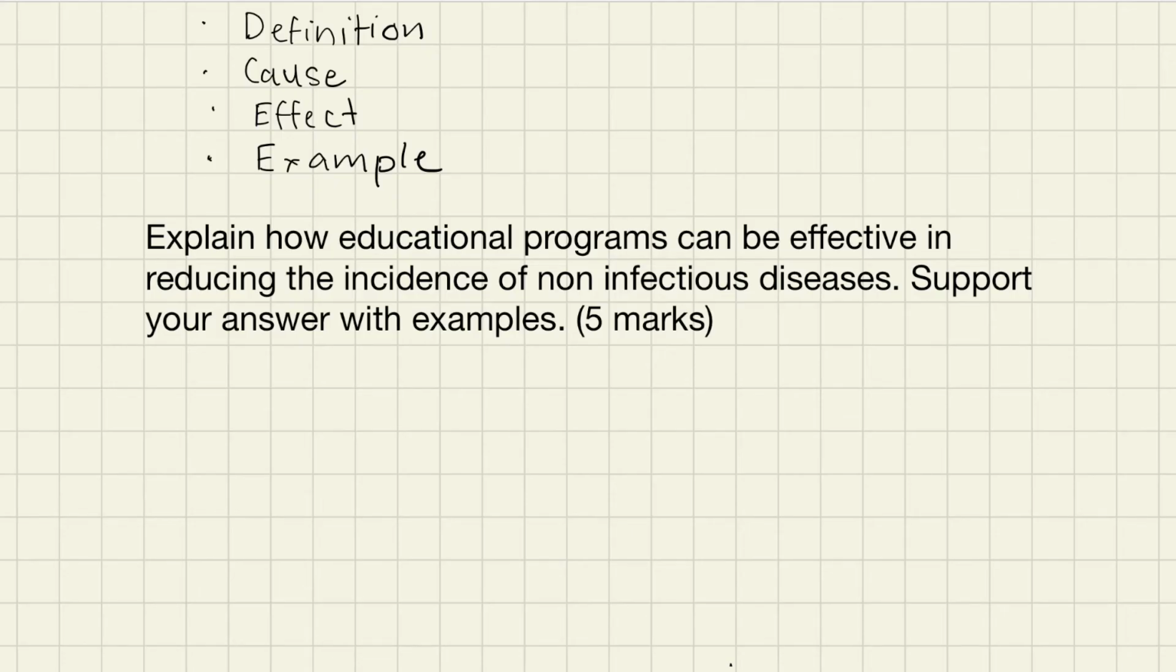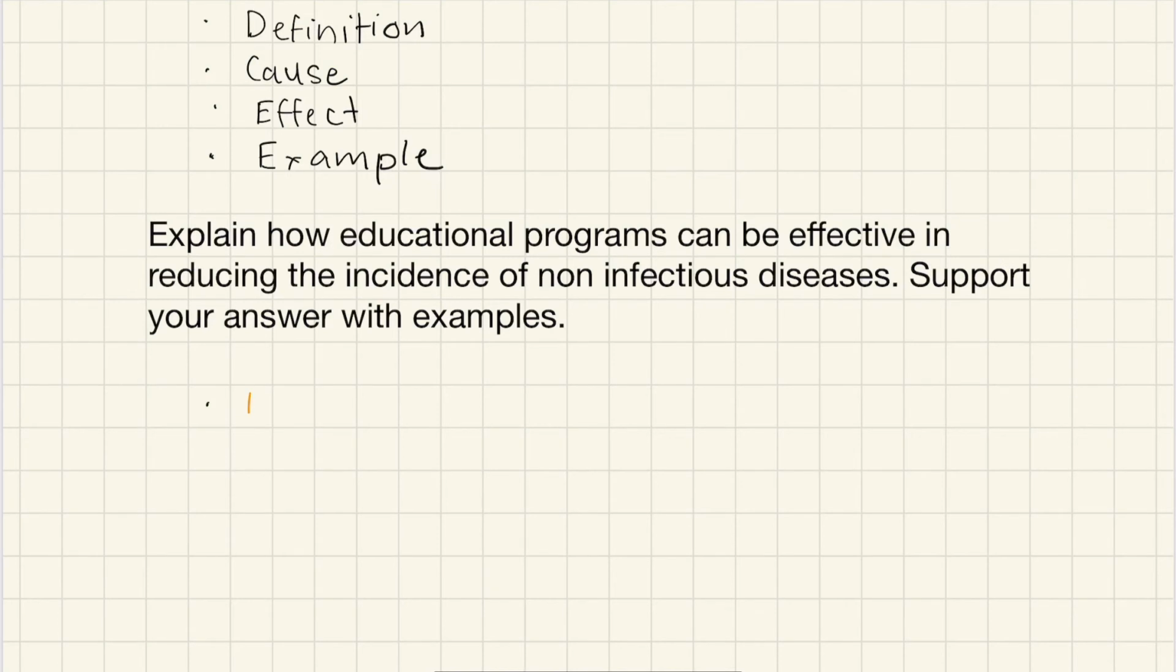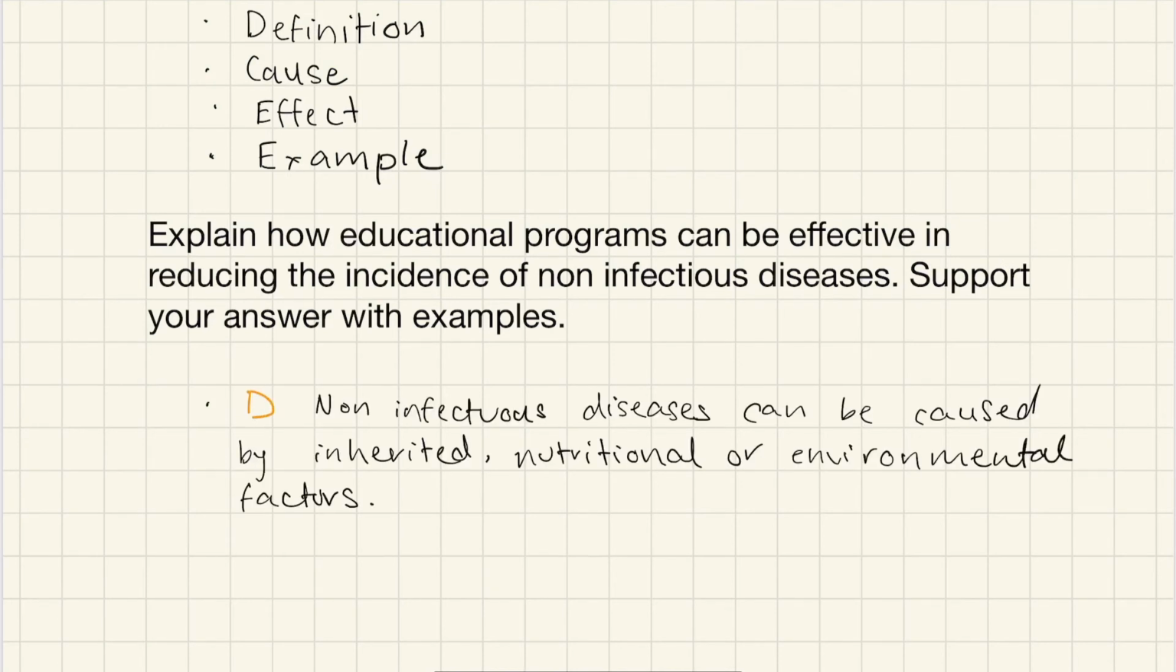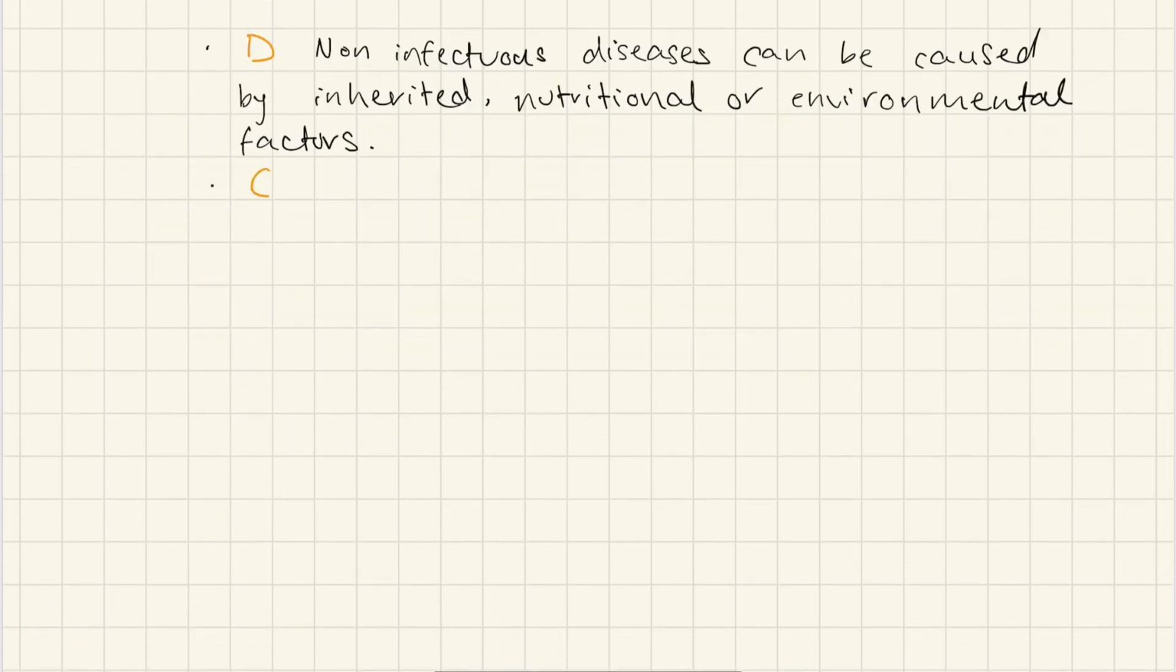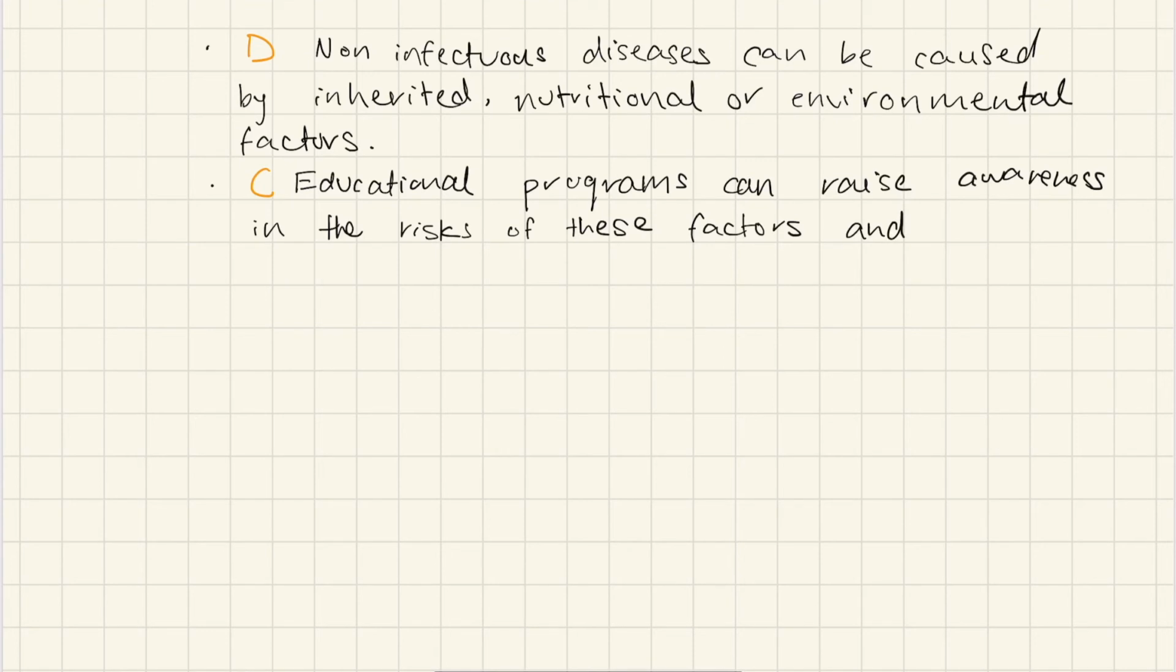Let's run through this question. It says to explain how educational programs can be effective in reducing the incidence of non-infectious diseases. Support your answer with examples. So let's start with a definition of non-infectious diseases. It doesn't have to be a full definition, but I've said it's caused by inherited, nutritional, or environmental factors. Now let's get on to the cause in terms of the educational programs. So they can cause an awareness raise in the risks that cause the factors that result in non-infectious diseases.